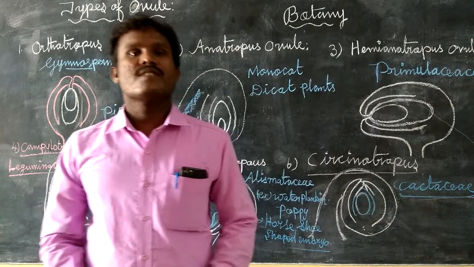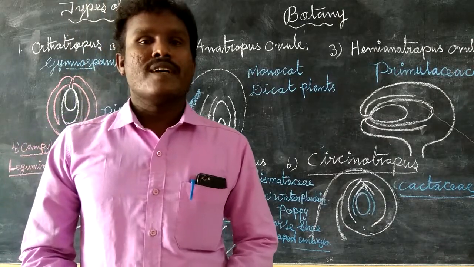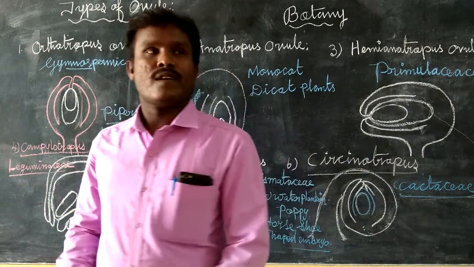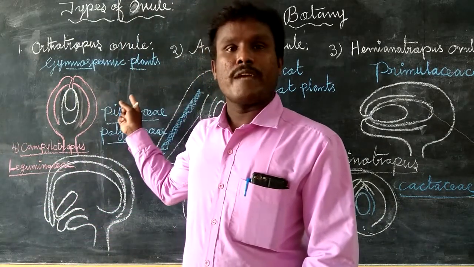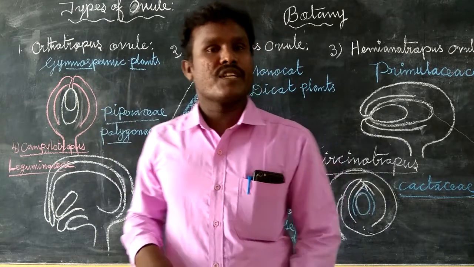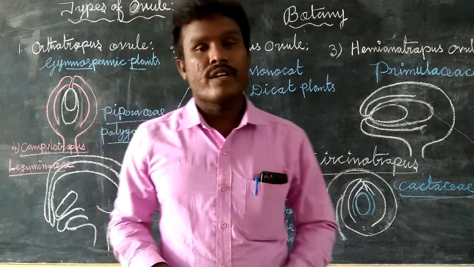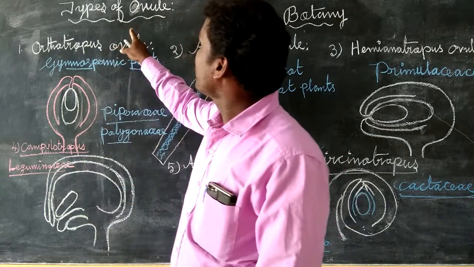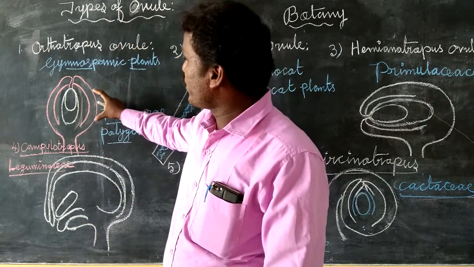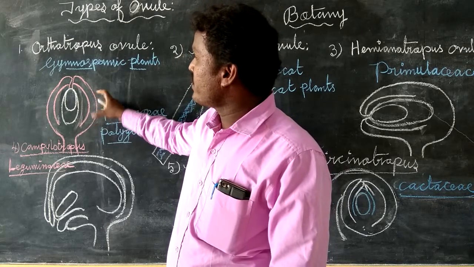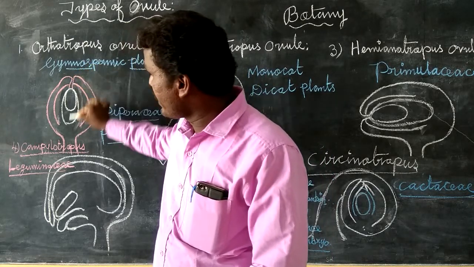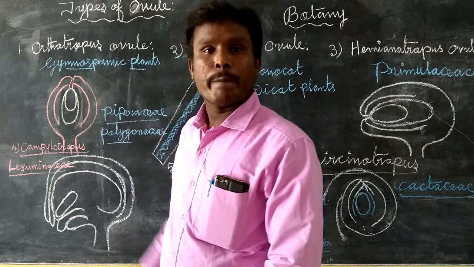Good morning, students. Last class we were discussing the topic of types of ovule. Once again, we recall the types of ovule, then we shall proceed to the next topic, development of the monosporic embryo sac. First, types of ovule. You can look at the structure of the ovule: the micropyle is the top of the ovule, and the chalaza is the base of the ovule.